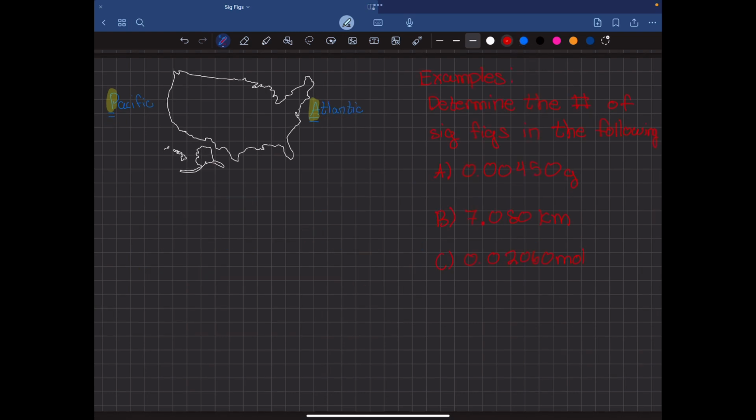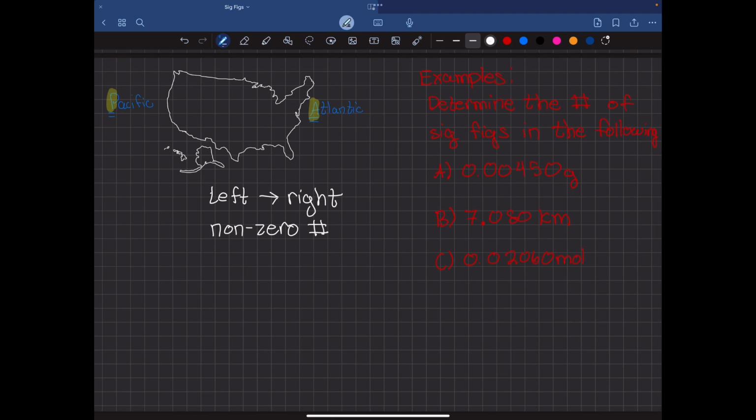Okay, to practice this, when we have a decimal present, I have given some example problems, so go ahead and try these first on your own. Perfect. Welcome back. So, in order to do this, we first analyze the number. We see that there is a decimal present. With a decimal present, we read from P, Pacific, to the Atlantic, so we read left to right, and we start with our first non-zero number.